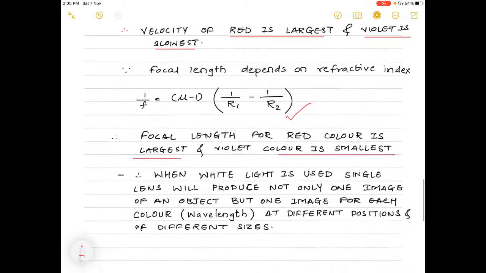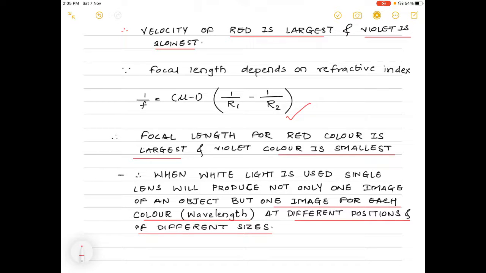So when white light is passing through a single lens, the lens will not produce only one image of an object, but it will produce one image for each color or each wavelength, at different positions and of different sizes. Getting it? So this problem is called chromatic aberration. What is happening? Due to the different refractive indices of a medium for different colors or wavelengths, the focal length of the lens is different for the different colors.